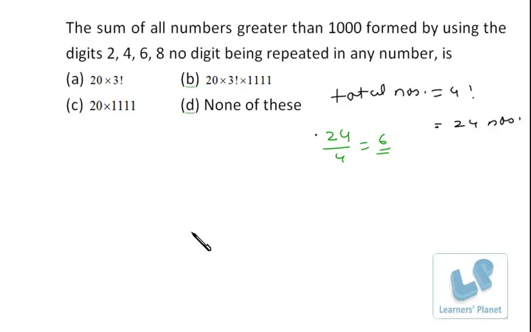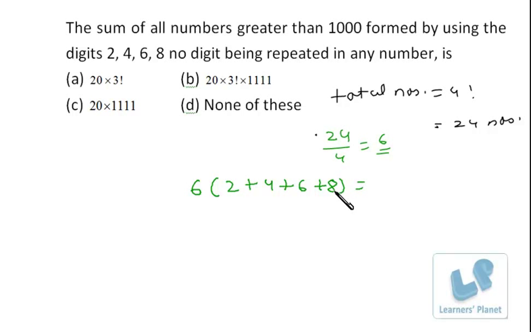So what will be the sum of unit digits? Just 6 times 2 will come, 6 times 4 will come, 6 times 6 will come, and 6 times 8 will come, right? So that means 6 times (2 plus 4 plus 6 plus 8), right? So that is the total of unit place, that is the total of tens place, that is the total of hundreds place, and that is the total of thousands place, right?